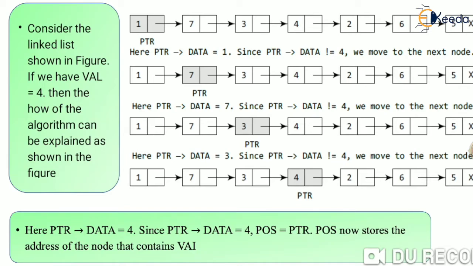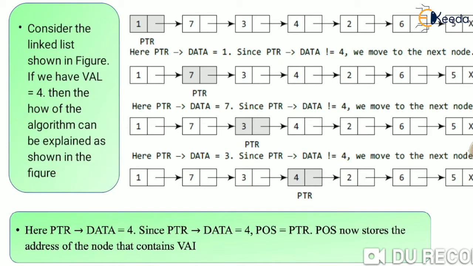So it is not equal to 4, then we move to the next node, right? Then move to the next step. Now here ptr->data is equal to 7. Now since again ptr->data is not equal to 4, we move to the next node. Third step. Here ptr->data is equal to 3. Since data is not equal to 4, we move to the next node. And the last step, here ptr->data is equal to 4.